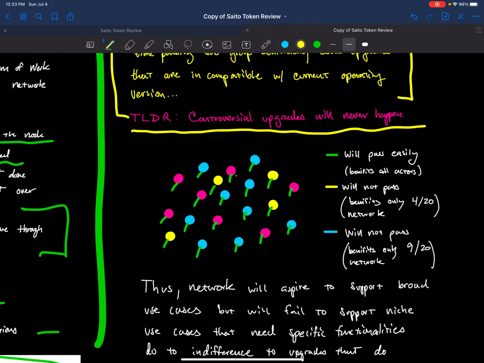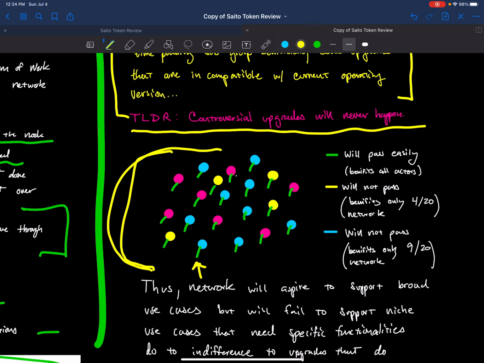So this is one of my criticisms for where it sits right now, but if they do come up with a dispute resolution, one of the risks of this project is forks. The reason why is because the reason you have governance in blockchains is for dispute resolution. So let's take a look at these nodes. Let's say these are nodes, right? Green is an upgrade that benefits everyone.